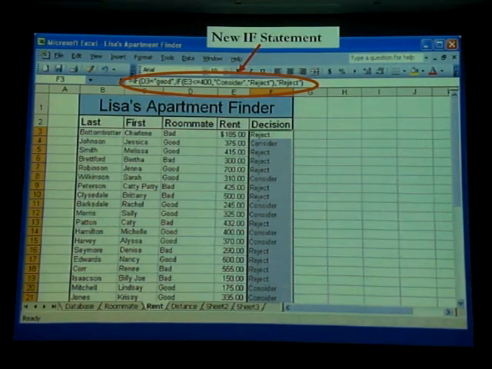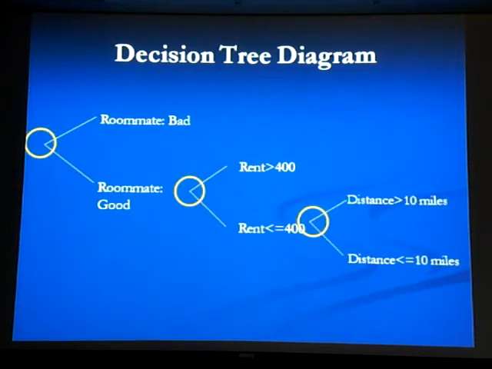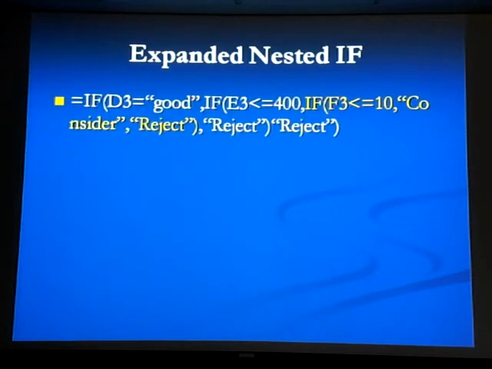Now our column shows us consider for all good roommates that have rent less than or equal to $400 and reject for everyone else. As you can see, we could continue to nest if statements to add other criteria to our search. This tree diagram adds on the decision component of distance to campus. We would repeat the same process as before and insert our new distance if statement in place of the value if true on the rent if statement.